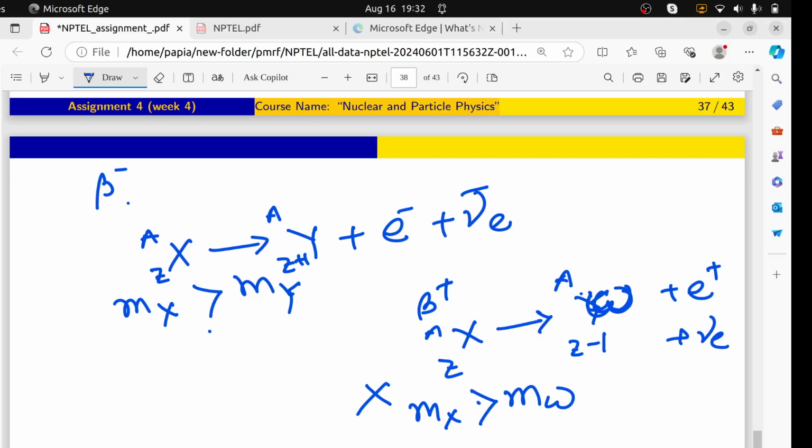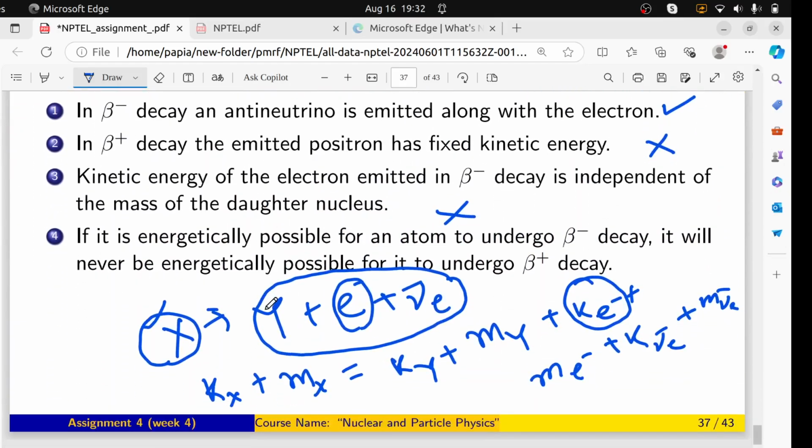So if one particle is giving beta minus, this same particle cannot give beta plus as a stable one. It will not be possible energetically, but it will be possible from the concept of Fermi type and Gamow-Teller type. That can be possible, but in terms of energetic calculation, it will not be possible. So whatever the fourth one is, if it is energetically possible, it will never decay.